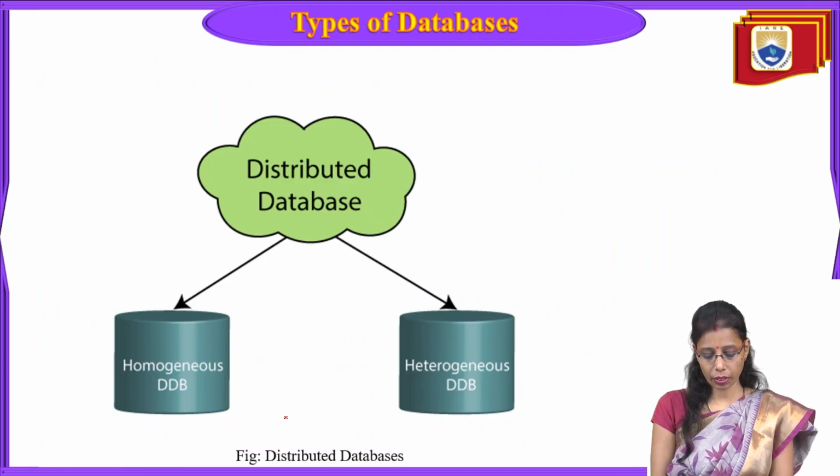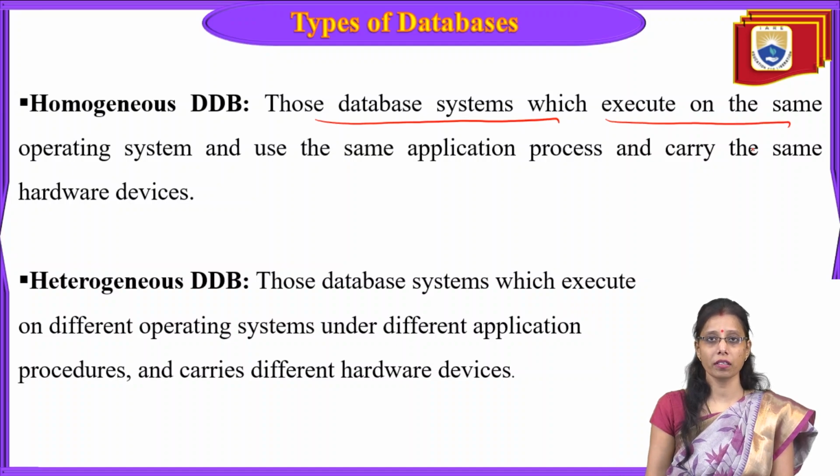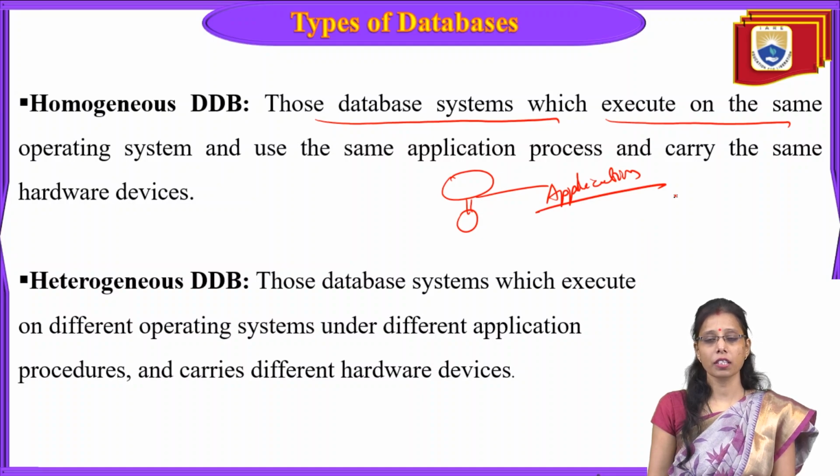Now, distributed databases come in two types: homogeneous and heterogeneous. Let us understand what a homogeneous database is. Those database systems which execute on the same operating system and use the same application process. So it has the same system and the same application, and the process carries the same hardware devices.